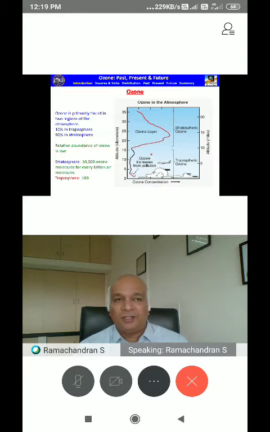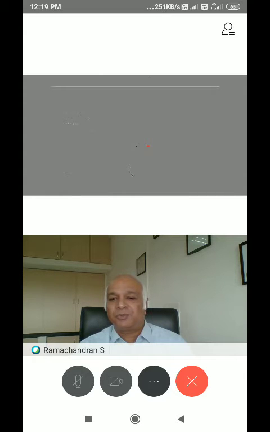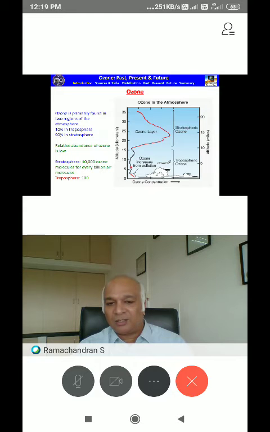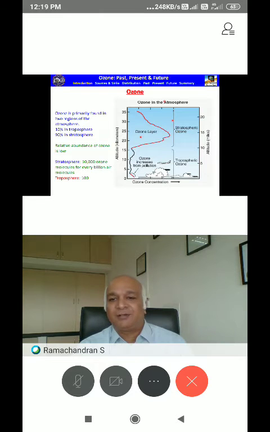And even in these two spheres, 90% of the ozone is found in the stratosphere, and only 10% is present in the troposphere, the region where we live. This is the general typical distribution of the ozone present in the atmosphere. There is some amount of ozone here, and some here, and then when you go to the stratosphere, there is a large increase in the number of ozone molecules present in the atmosphere.